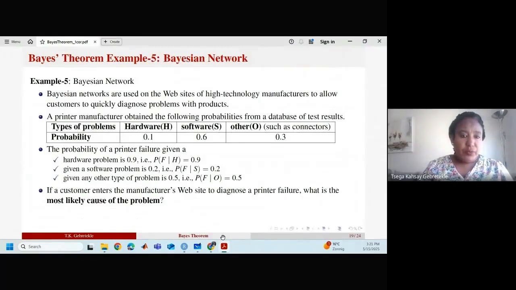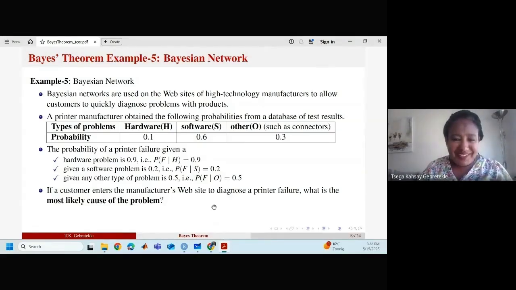What if we have another example? Example 5 is about Bayesian networks. Bayesian networks are used on the websites of high technology manufacturers to allow customers to quickly diagnose problems with products. A printer manufacturer obtained the following probabilities from a database of test results. So we have probability of H 0.1, probability of S 0.6, and probability of O 0.3. And we can have also other given ones.